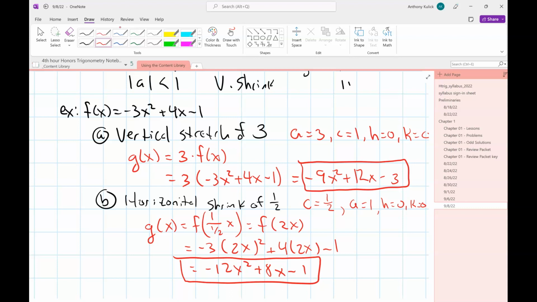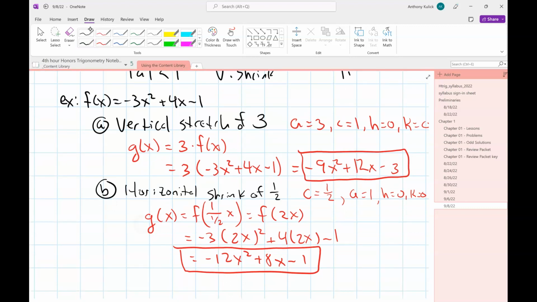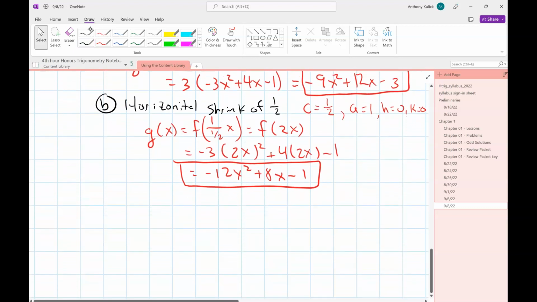Everybody good with the negative 12? The quantity 2x squared is 4x squared, and then times the negative 3 gives me the negative 12. Got to remember to square the coefficient in there. Sometimes that gets forgotten. Try not to forget. Okay.